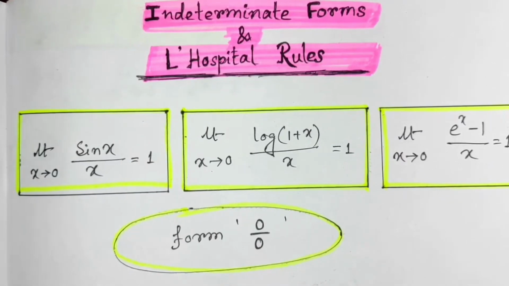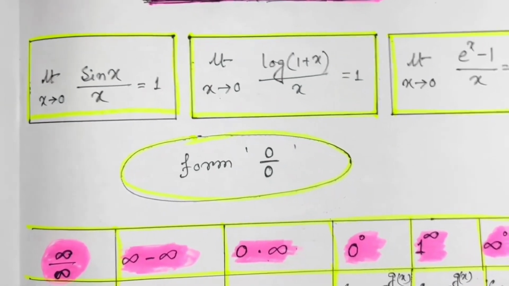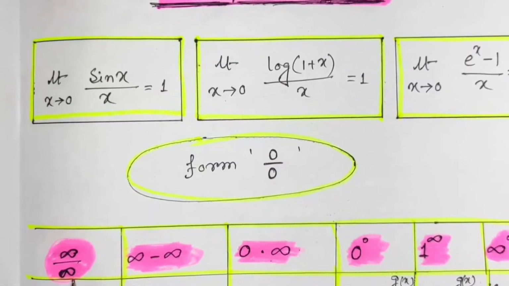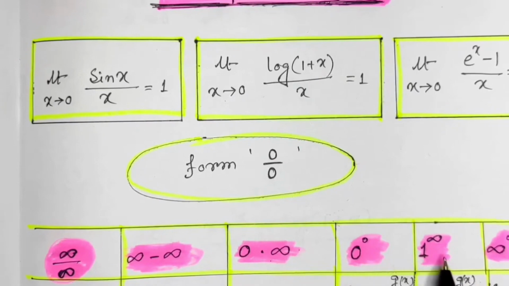Not only 0 by 0 is an indeterminate form, there are many more forms. For example, if we find a limiting function where the numerator and denominator are infinity by infinity, or infinity minus infinity, or 0 into infinity, or 0 to the power 0, or 1 to the power infinity, or infinity to the power 0. All of these are indeterminate forms.